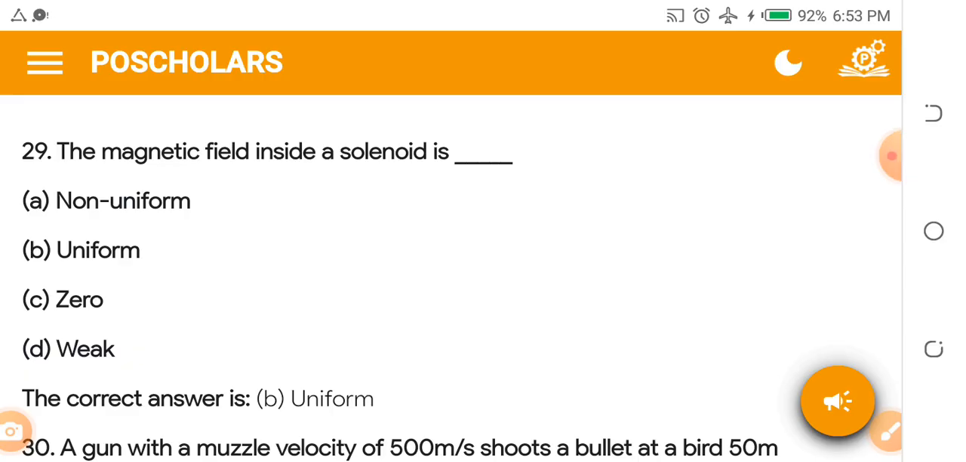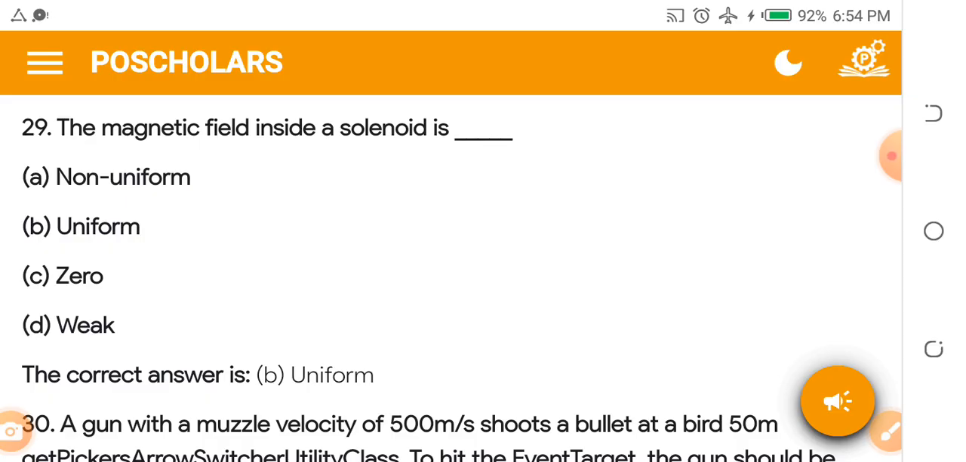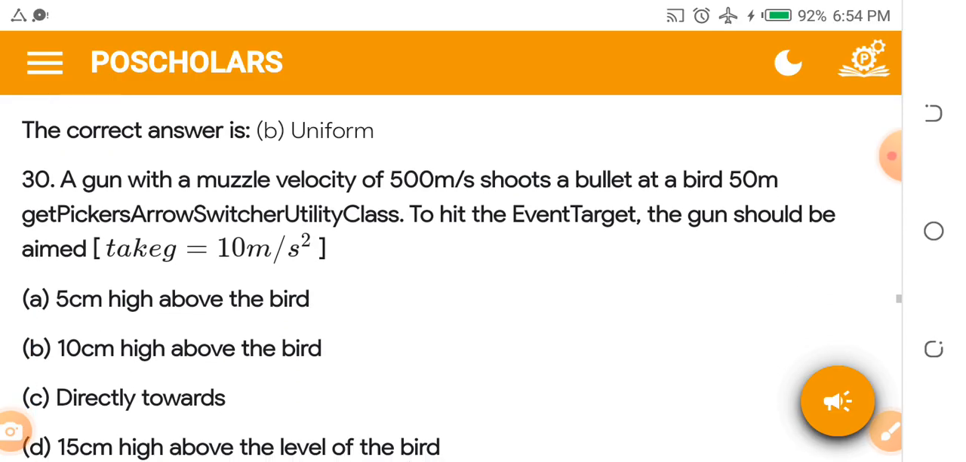The magnetic field inside a solenoid is dash. So go in the comment section and define solenoid for me. The magnetic field inside a solenoid is dash. A, non-uniform. B, uniform. C, zero. D, weak. The answer is the magnetic field in a solenoid is uniform.